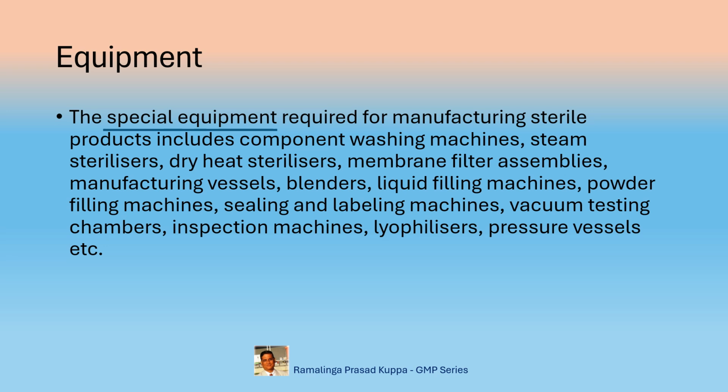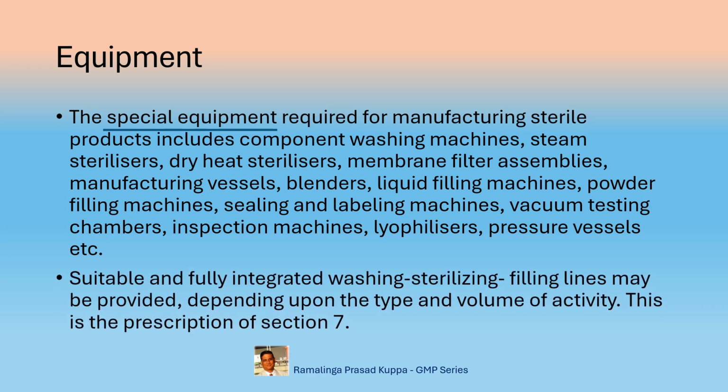And the transfer tubing should be capable of being washed and autoclaved to make it sterile for use. All these equipment should be qualified for DQ, IQ, OQ, and PQ. Necessary procedures, SOPs, should be in place to operate correctly. The operators should be trained thoroughly on the intricate operation of the equipment. Suitable and fully integrated washing, sterilizing, filling lines may be provided depending upon the type and volume of activity.